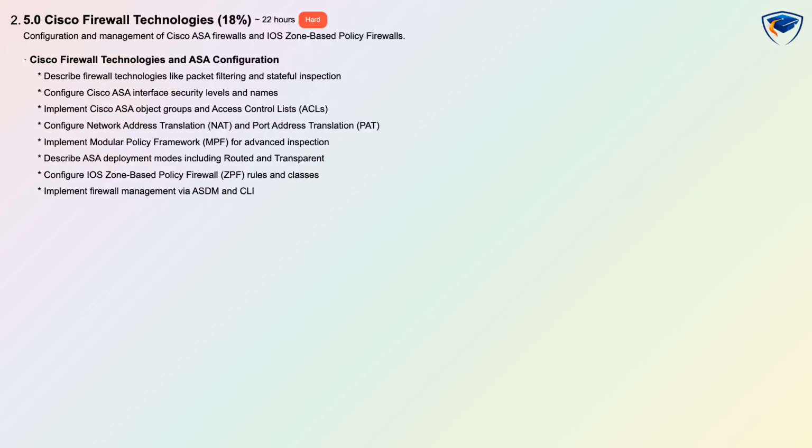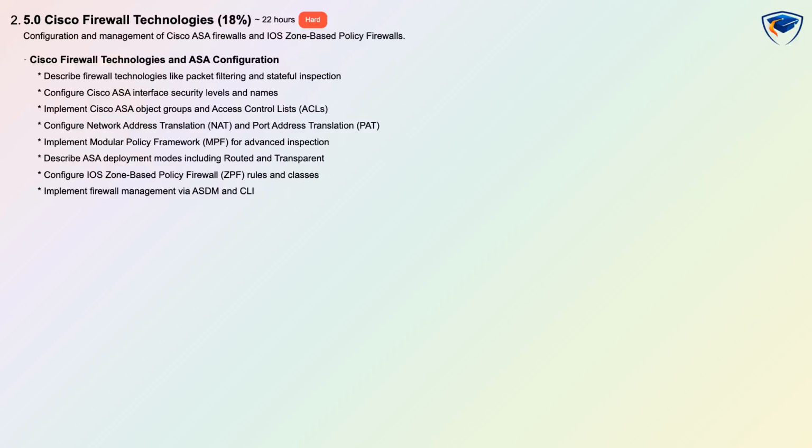Next up is Domain 5.0, Cisco Firewall Technologies, which also accounts for 18% of the exam. This domain focuses on the configuration and management of Cisco ASA firewalls and IOS zone-based policy firewalls. You'll learn about firewall technologies like packet filtering and stateful inspection, configuring Cisco ASA interface security levels and names, and implementing Cisco ASA object groups and access control lists, ACLs.